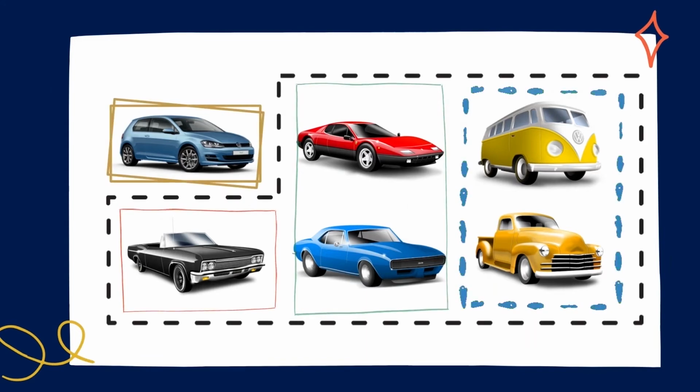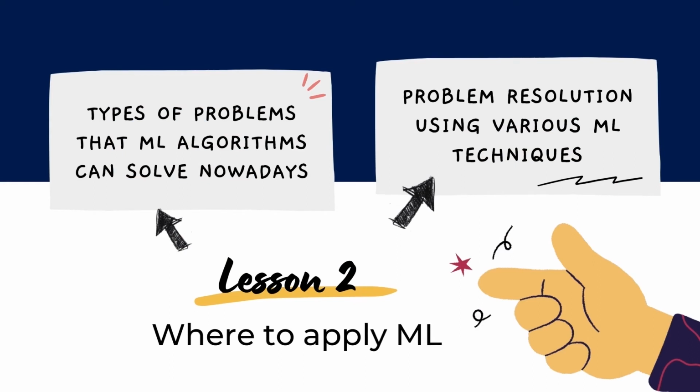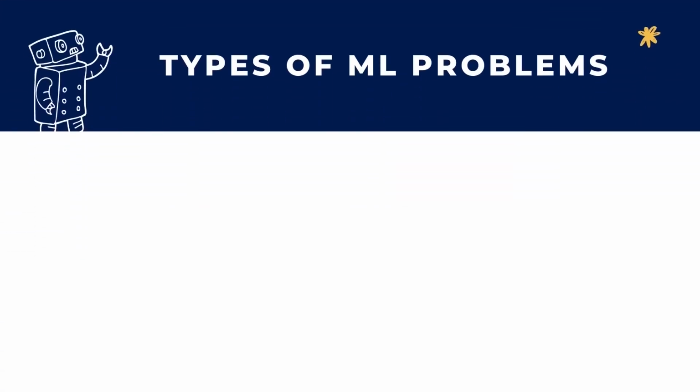After introducing the different ML algorithms, the second lesson will present in more detail the types of problems that ML algorithms can solve. You will briefly be introduced to the types of problems that machine learning algorithms can solve nowadays, for example, anomaly detection. There are several types of ML problems based on what the prediction task looks like.